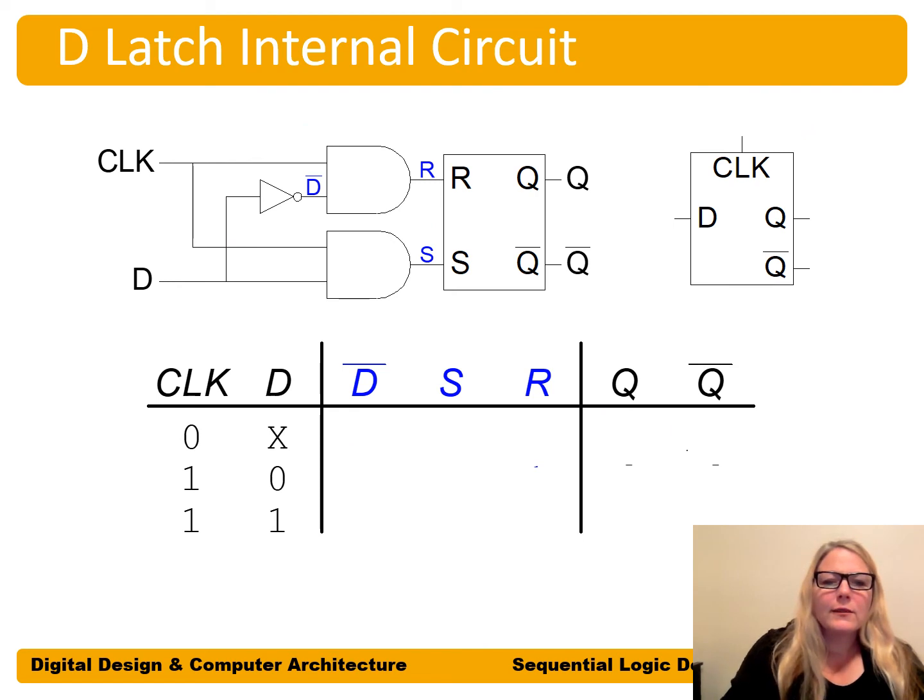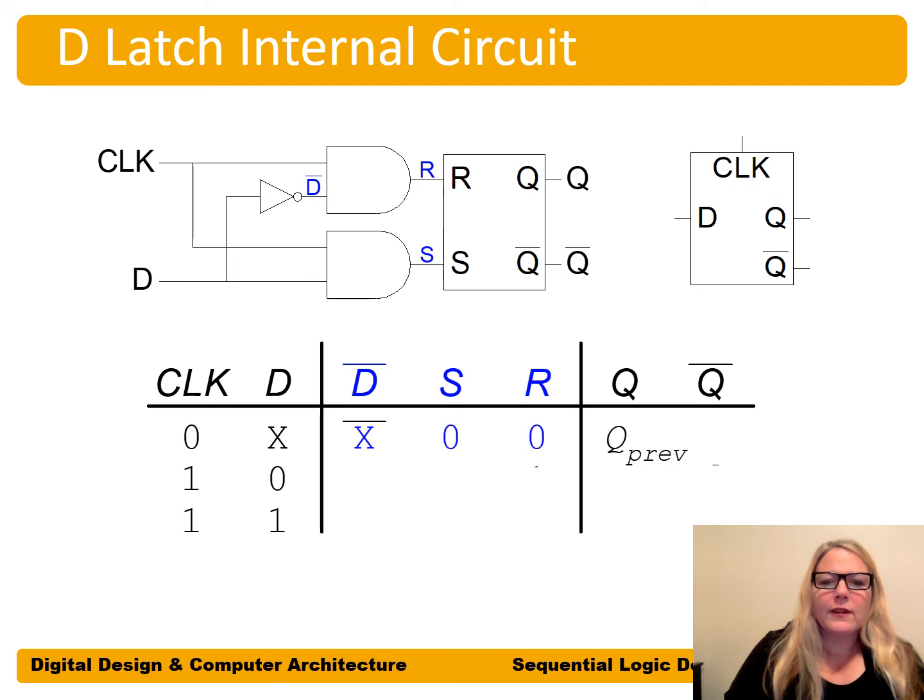Now when clock is equal to 1, well, now it's going to just allow D to pass through, or D bar to pass through these AND gates. So when D is 0, we get 1 and 0, we get a 0, D bar would then be 1, right? 0 comes up here and gets inverted, becomes a 1, we get 1 and 1, R is a 1. So then we have D bar is 1, S is 0, R is 1. And so with a 1 on R and a 0 on S, we reset the output Q to 0, and Q bar is the opposite.